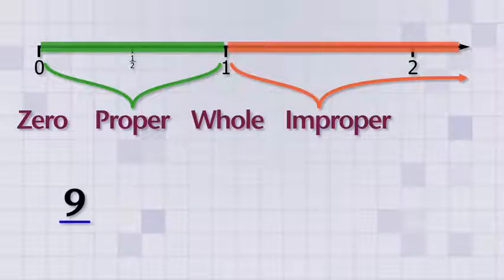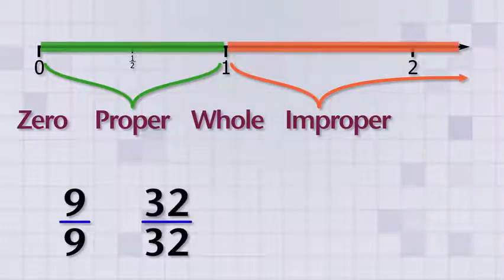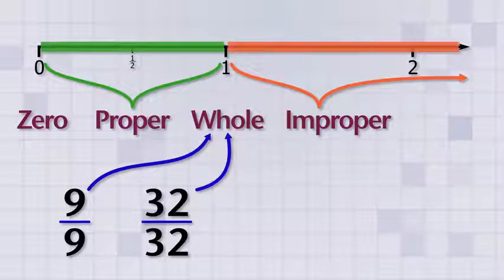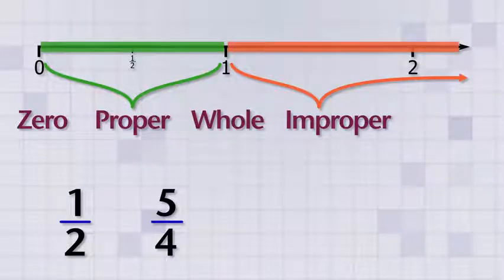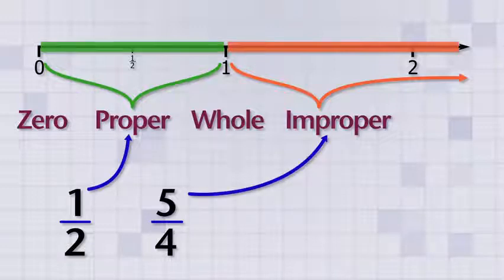Now what about 9 over 9 and 32 over 32? Now that's easy. Since they're both whole fractions, and whole fractions are always equal to 1, these fractions are equal. And finally, what about 1/2 and 5 over 4? Now we know that 1/2 is a proper fraction, but 5 over 4 is an improper fraction because its top number is bigger than its bottom number.